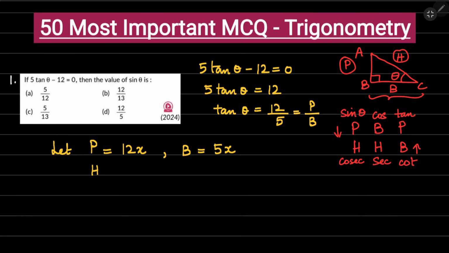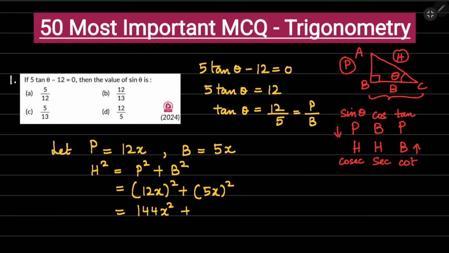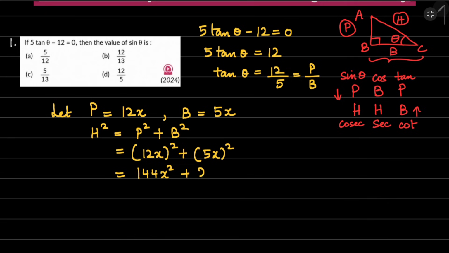According to the Pythagoras theorem, h square is equal to p square plus b square. Let's substitute the values. P is 12x the whole square plus base is 5x the whole square. What is 12x the whole square? 144x square, plus 5x the whole square, 25x square. When you add them, you get 169x square. So h is equal to plus or minus square root of 169x square.